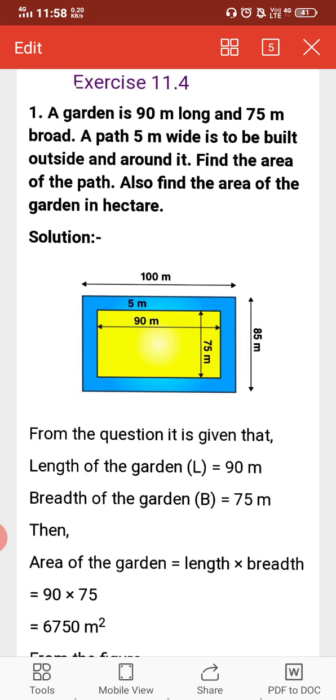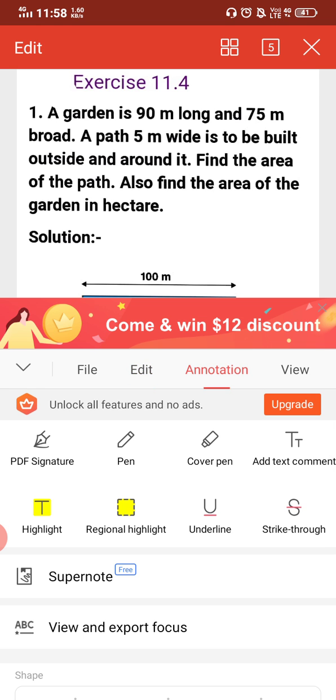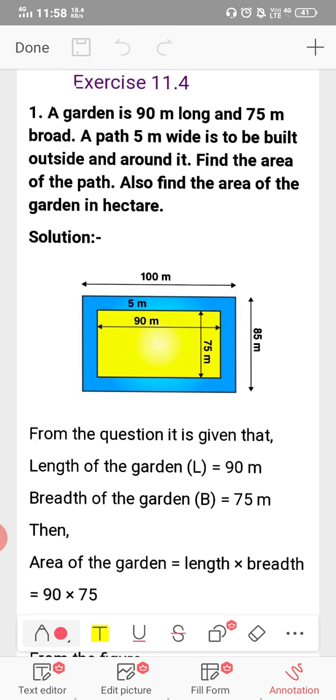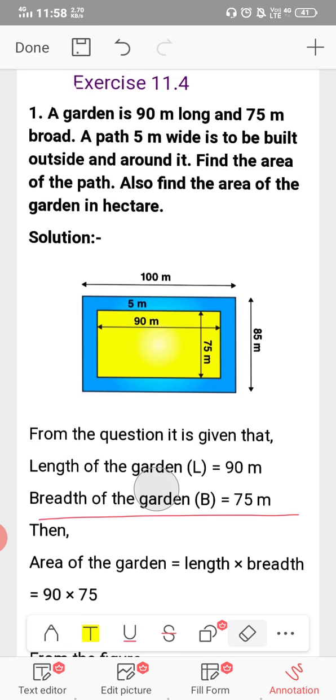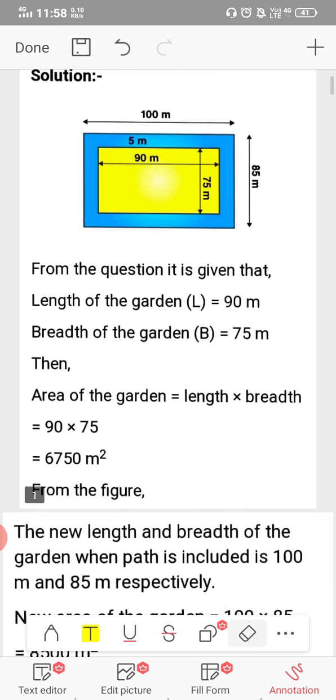So firstly we will find the length of the garden, and it is already given, that is 90 meters, and the breadth of the garden is 75 meters. So firstly we will find the area of that garden, which is 90 into 75, and the answer is 6750 meters square.